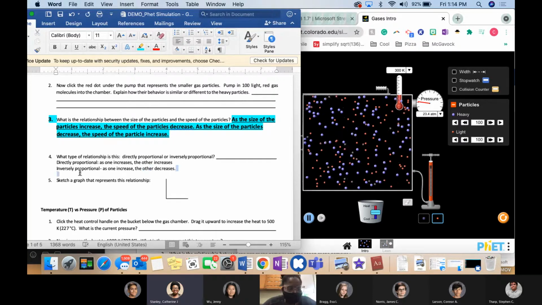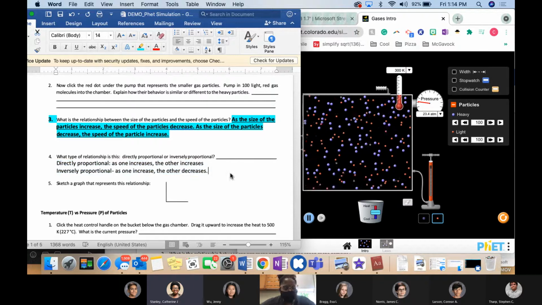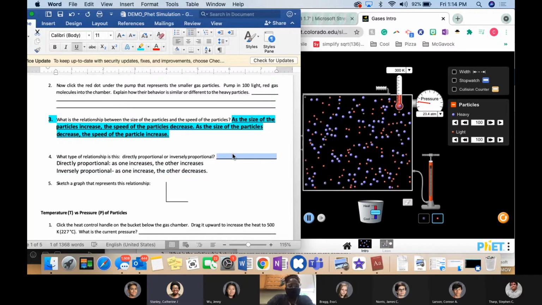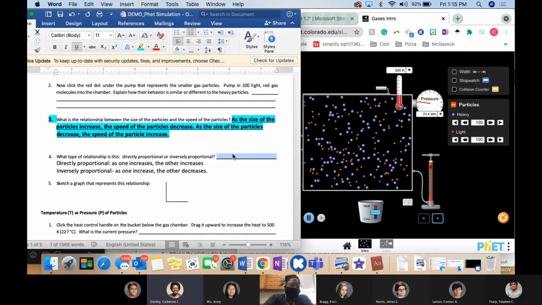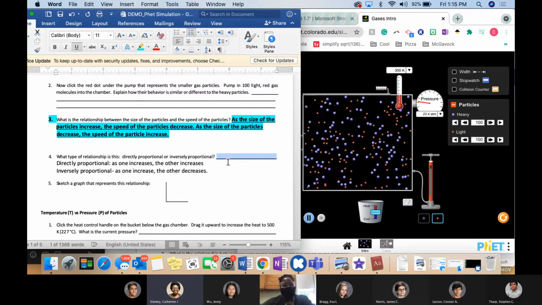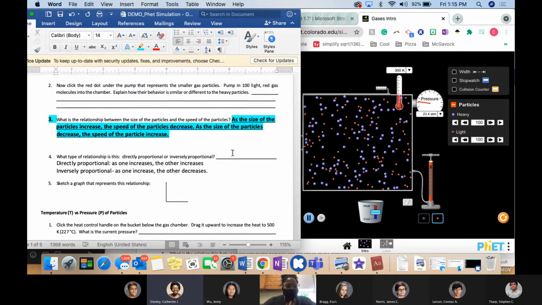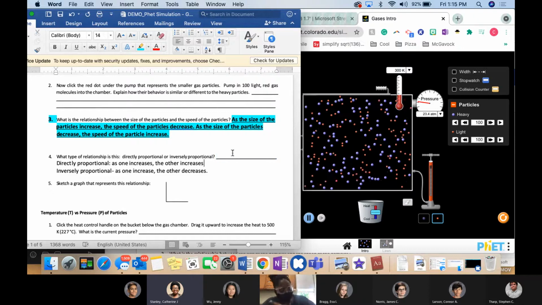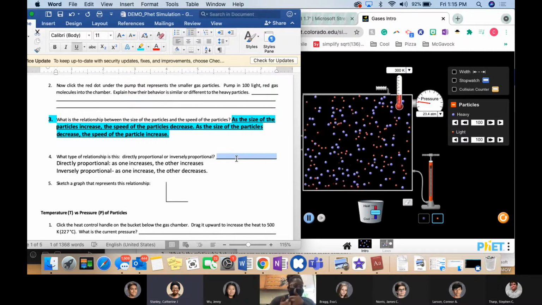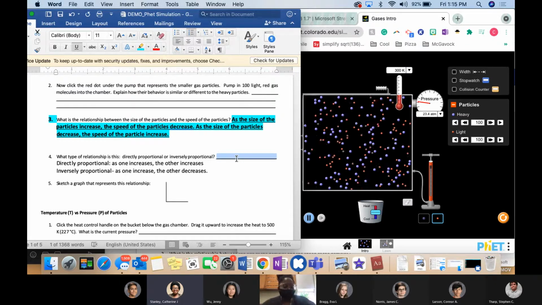Okay, so these definitions right here are going to be critical as we decide this answer. It says, what type of relationship is this? As the sizes of the particles increased, the speed of the particles decreased. So what type of relationship is that going to be? Inversely proportional or directly proportional? As one went up, the other went down. As one increased, the other decreased.